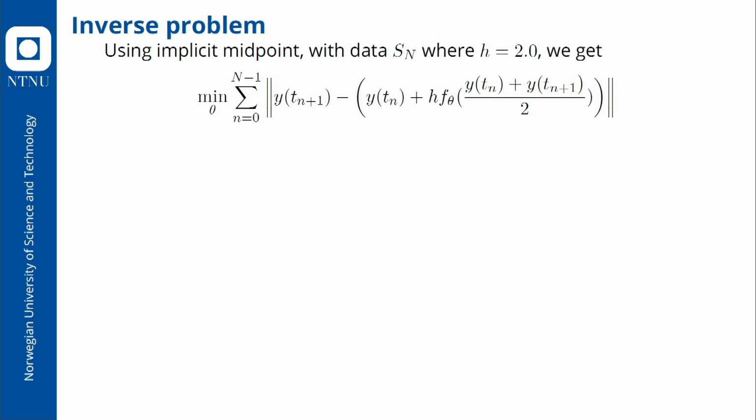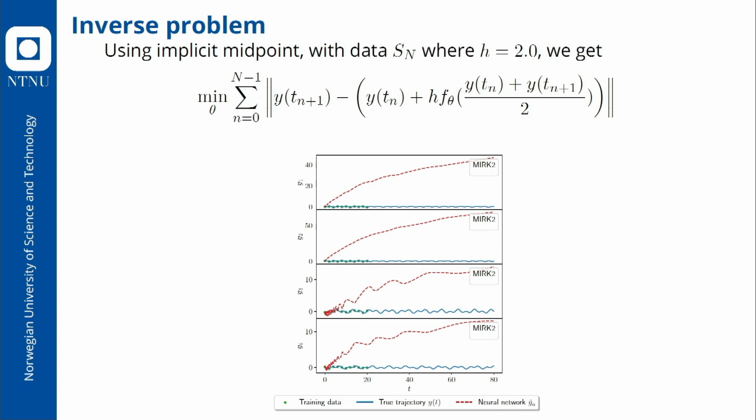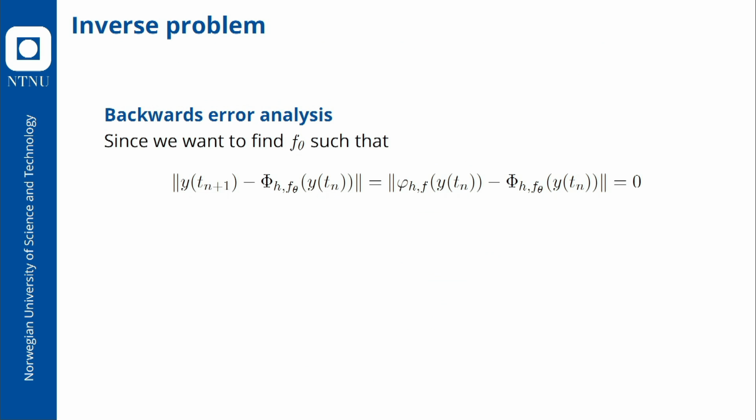So if we consider the implicit midpoint method with a rather large step size, we would end up with the following loss function. And yeah, if we train it, you see that it breaks down. It doesn't work that well. So let's try to do a rather superficial analysis to try to understand why this happens and what we can do to remedy this breakdown.